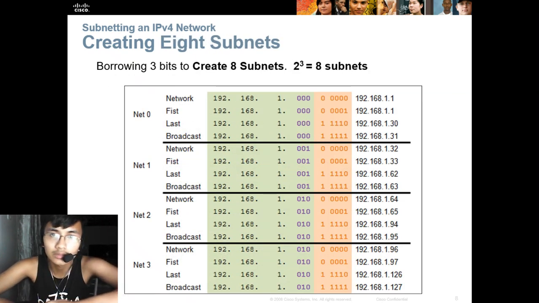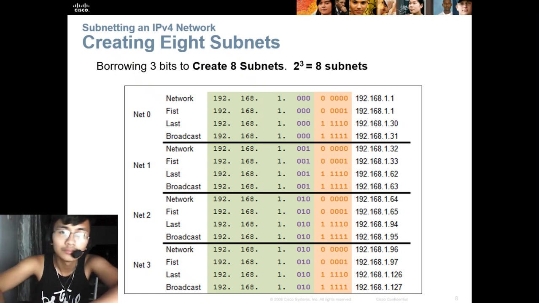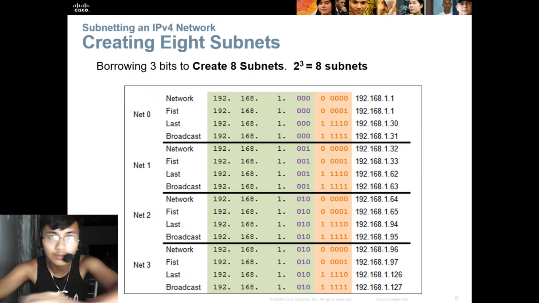Borrowing 3 bits to create 8 subnets. So that's more of the same like creating the 4 subnets, but it borrows the 3 bits from the host portion.